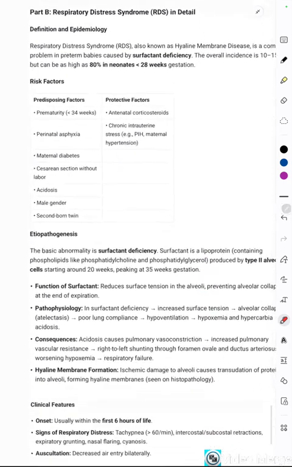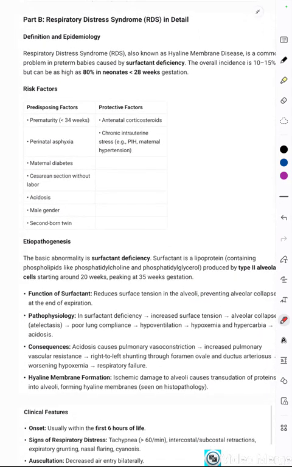Out of which the most important is respiratory distress syndrome. Respiratory distress syndrome, also called HMD, that is hyaline membrane disease, is a problem in preterm neonates. This is caused because of surfactant deficiency. Surfactant consists of dipalmitoyl phosphatidylcholine or lecithin, and other surfactant proteins, that is A, B, C, D.